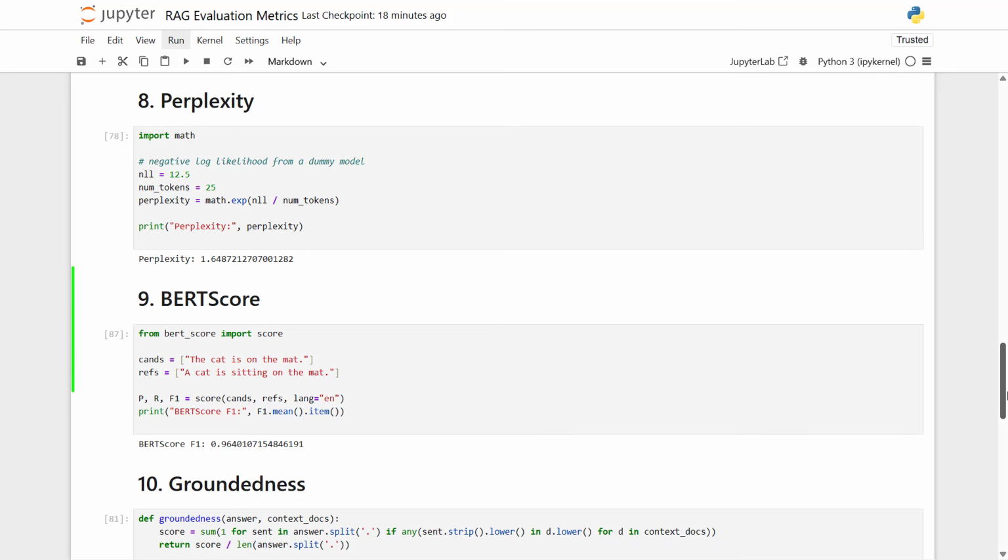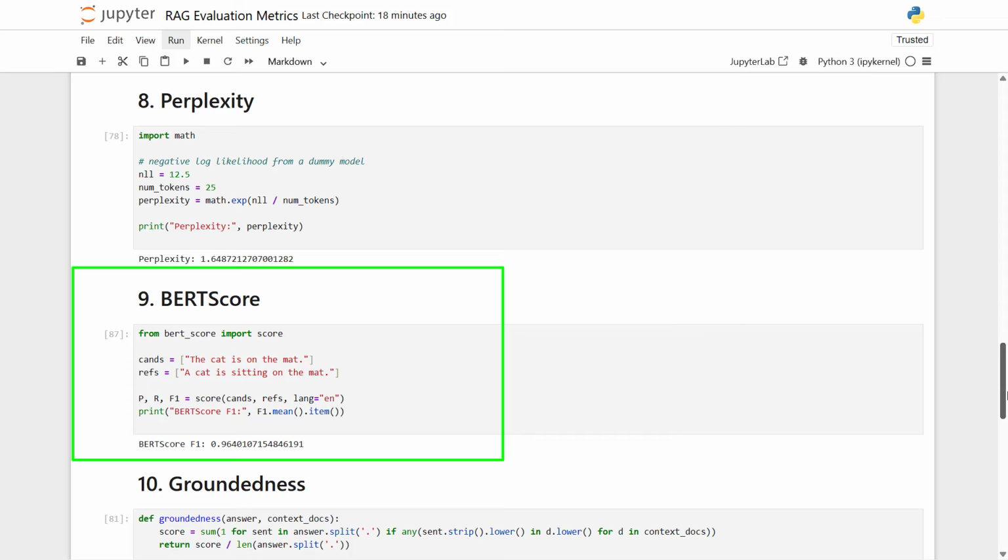BERTScore computes semantic similarity using contextual embeddings, not surface words. The code compares candidate and reference sentences using BERT. It outputs precision, recall, and F1 score based on embedding similarity. F1 score is typically used as the main quality score for generation.